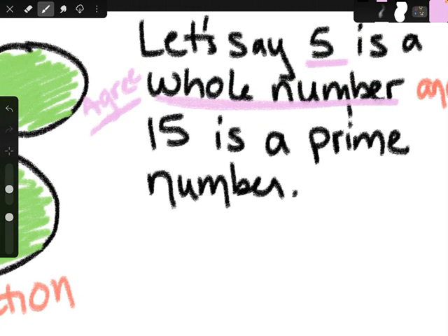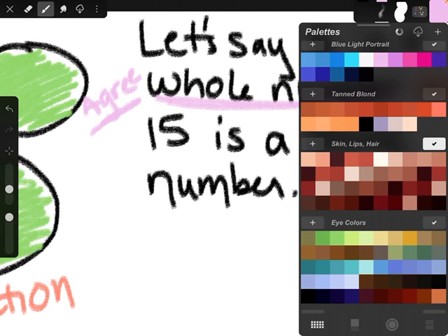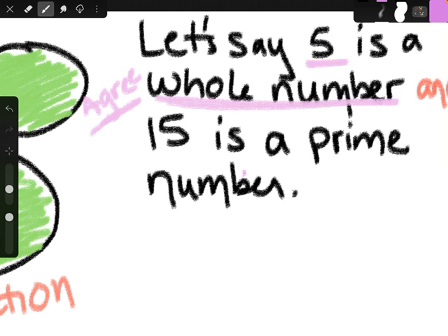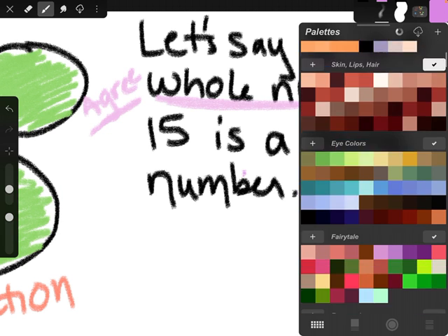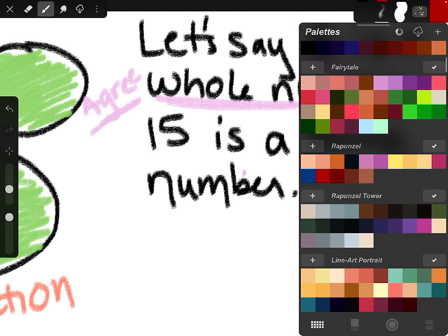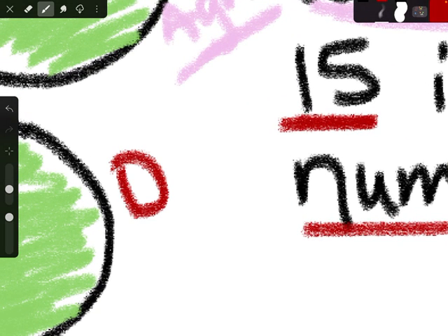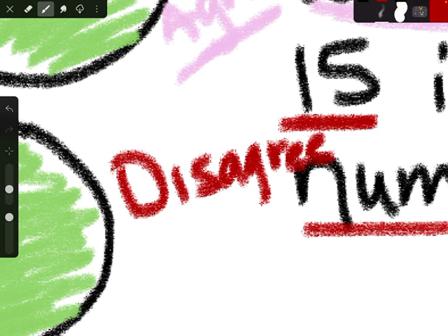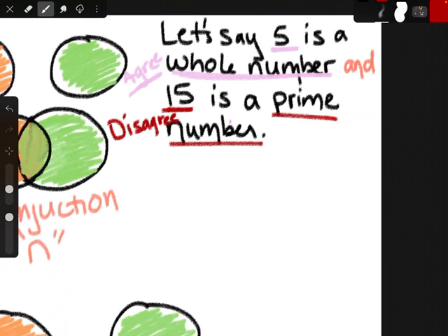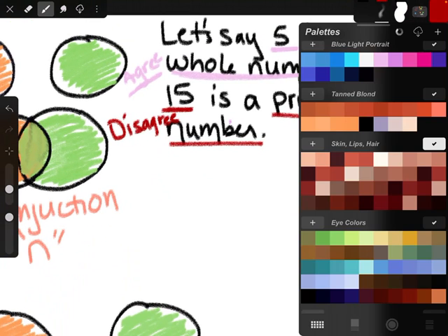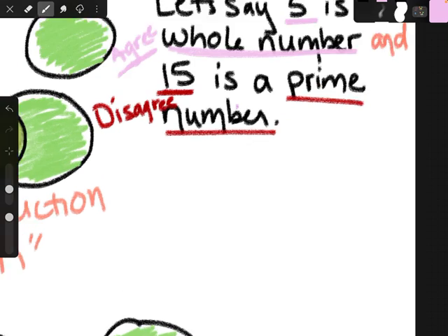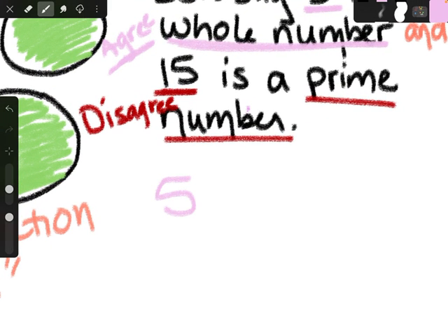15 is a prime number. Do you agree or disagree? Well, let me write this in red. And I think you know why I'm choosing red. 15 is a prime number. I disagree. And every time you agree or disagree, I want you to prove it. Tell me why. I'm always asking you guys, tell me why. Please tell me why.